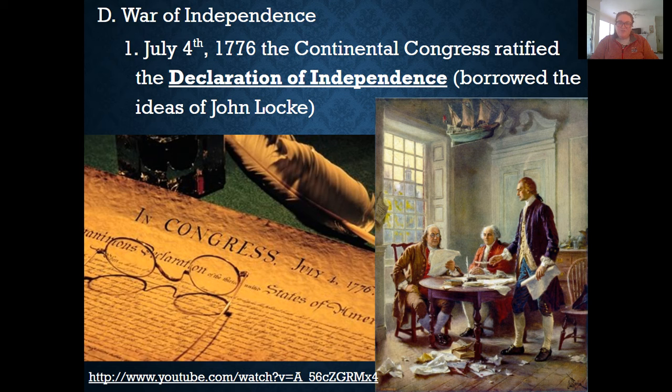And on July 4th, 1776, the Continental Congress ratified the Declaration of Independence. And they borrowed a lot from John Locke. Dun, dun, dun. We talked about this yesterday.